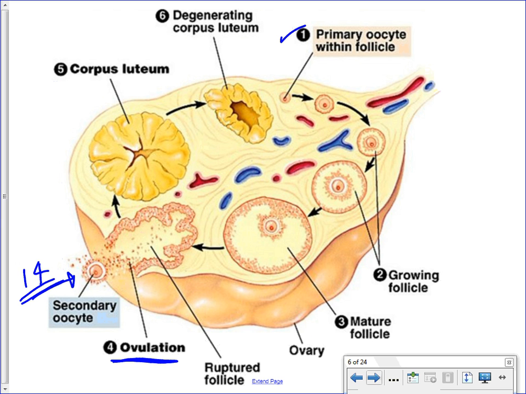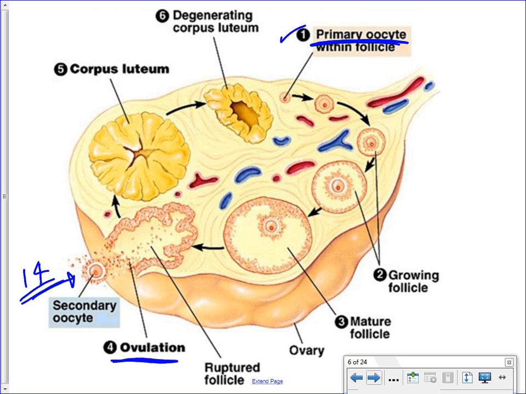So egg is released, and we're going to have some hormones that are produced here as well. If we begin our discussion with number 1, when a female is an embryo, and we'll see this in a few slides here, the female is producing a whole bunch of primary oocytes. Those primary oocytes are produced when the female is an embryo, and that is all of the primary oocytes that that female, in fact, will ever have.